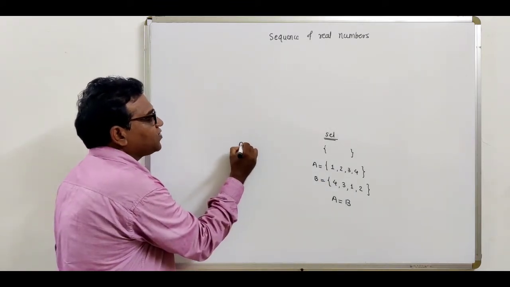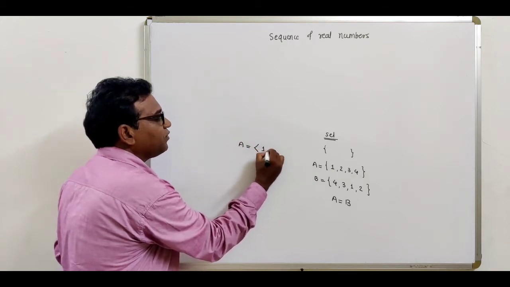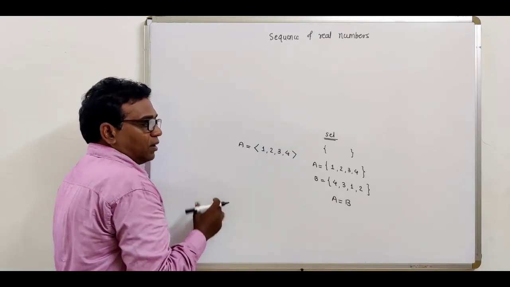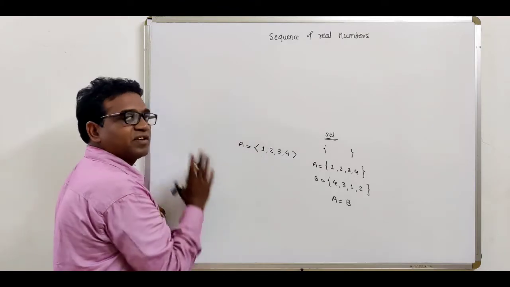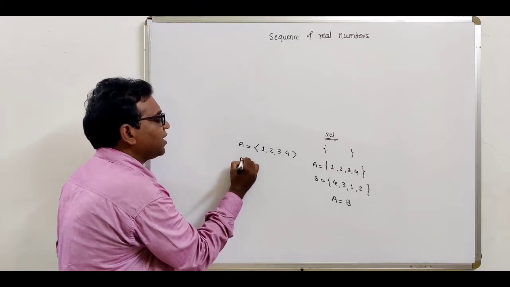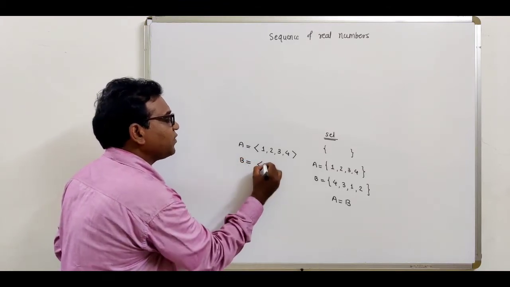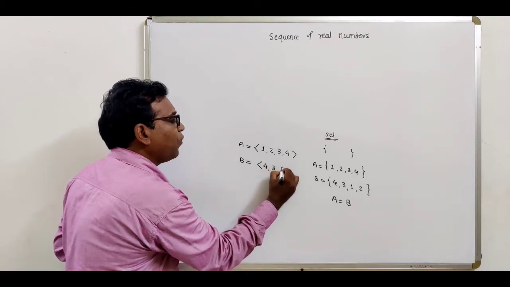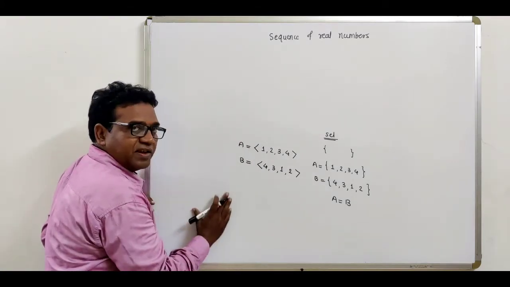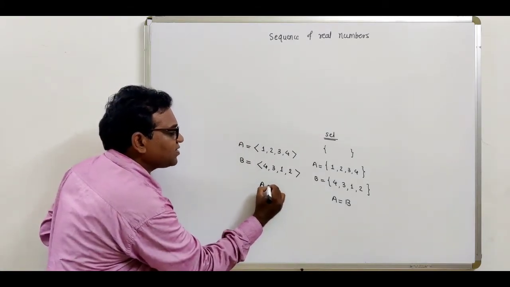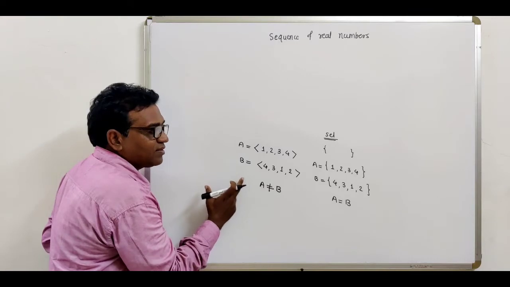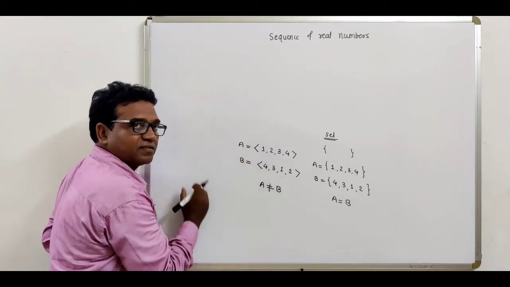Now suppose we consider sequence A, which contains the finite elements 1, 2, 3, 4. Later on I will give the proper definition of the sequence. Consider the next sequence B, which contains 4 elements 4, 3, 1, 2. Then according to sequence theory, sequence A is not equal to sequence B, because in a sequence, the position of the element matters.